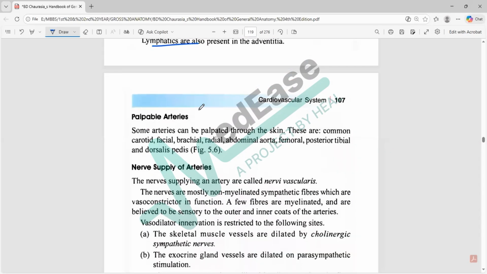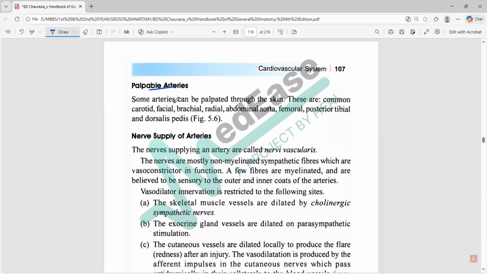Now, when we talk about the palpable arteries, there are some arteries which we normally palpate to take the pulses. We have the common carotid, the facial, the brachial, the femoral, and the radial. These are the common ones.